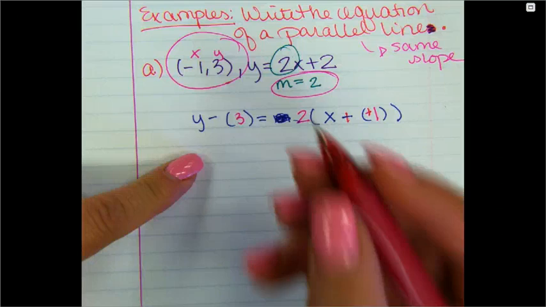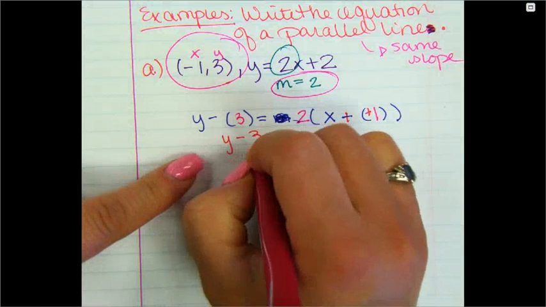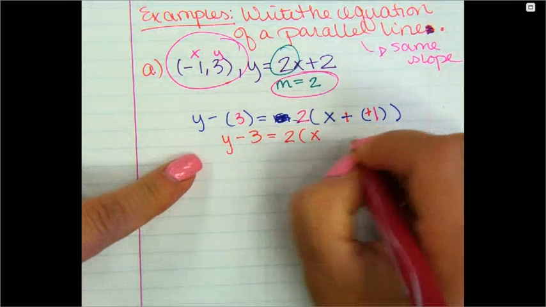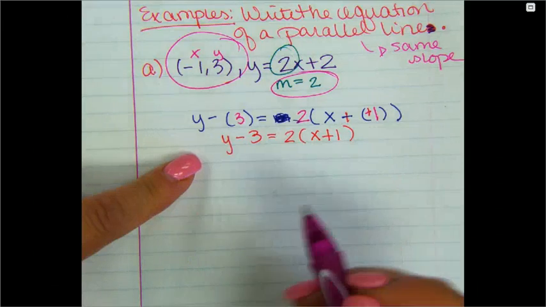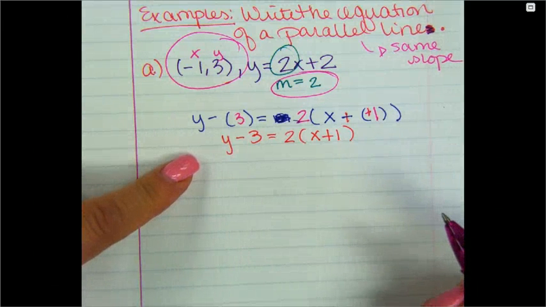I'm going to rewrite this just a little bit. So this says y minus 3 equals 2 times x plus 1. True? Okay, I do not want it like this. I want it in the equation that I can graph it. So how do I solve this? Do you remember?